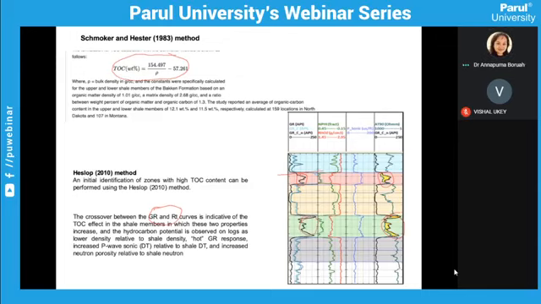This graph is porosity, and that is the neutron porosity log. The red color is indicating density.